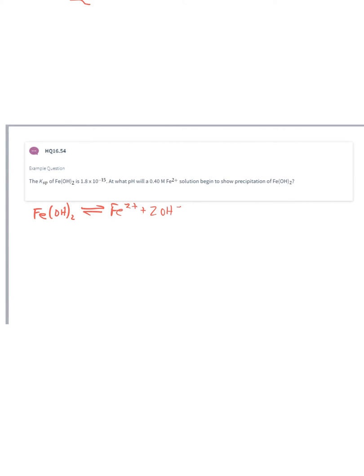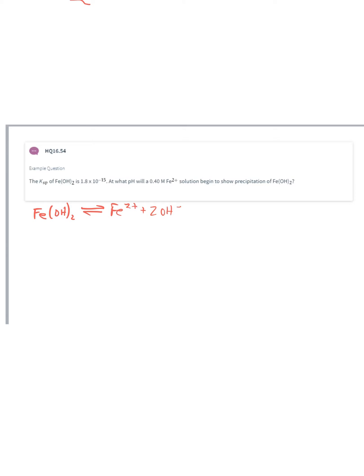For question 16.54, the Ksp of iron(II) hydroxide is 1.8 times 10 to the minus 15. At what pH will a 0.4 molar iron(II) solution begin to show precipitation of iron(II) hydroxide? This is a good question because we have to think about two things now. We're thinking about the solubility of iron(II) hydroxide as well as the pH that would be.